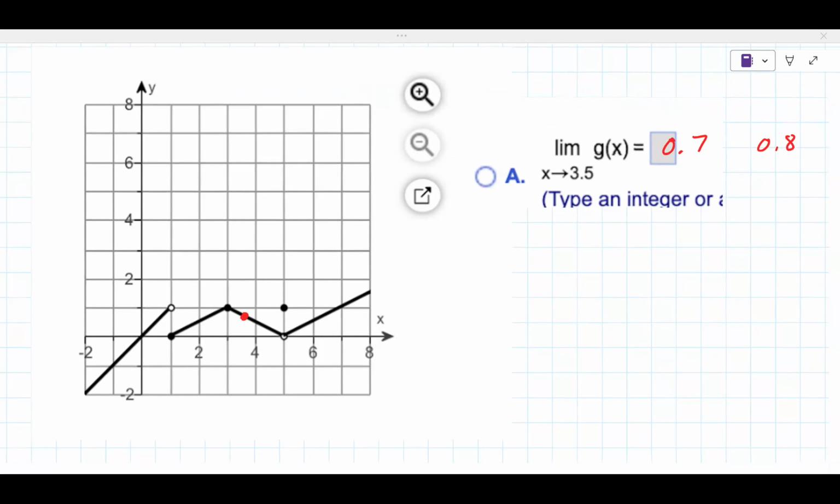So do they want an exact answer? Yes. I'd probably put in 0.7, if you're asking me. Okay, that makes sense.